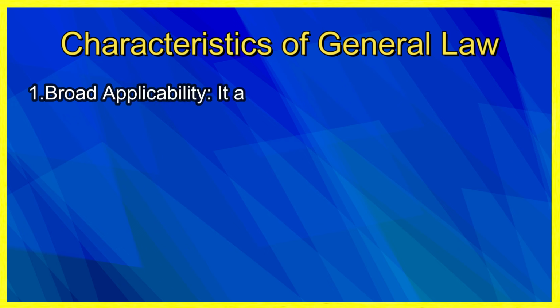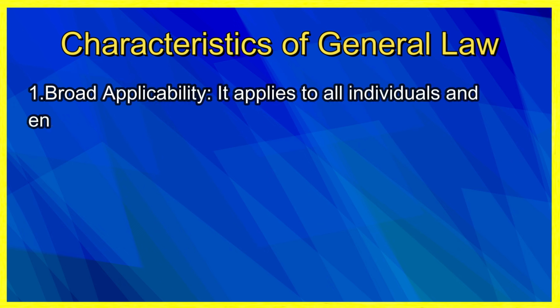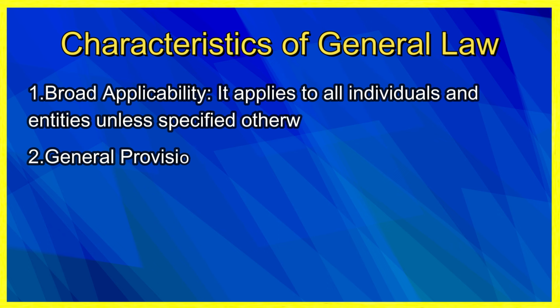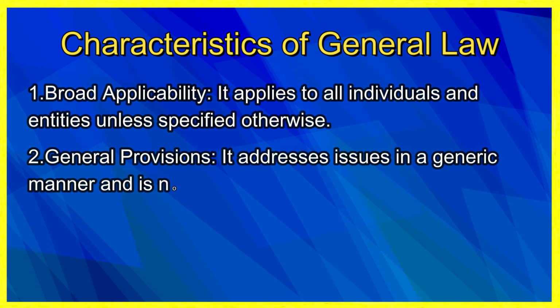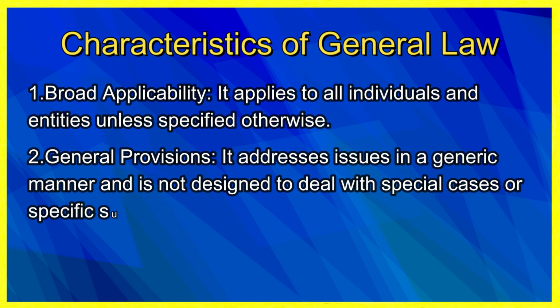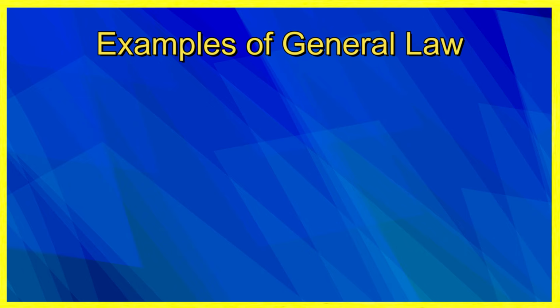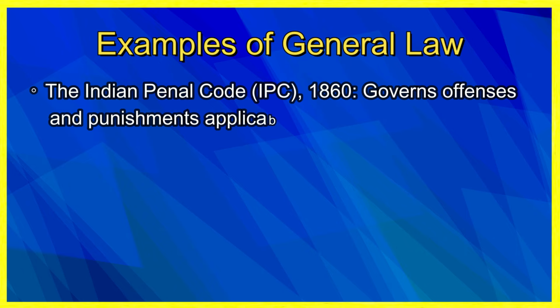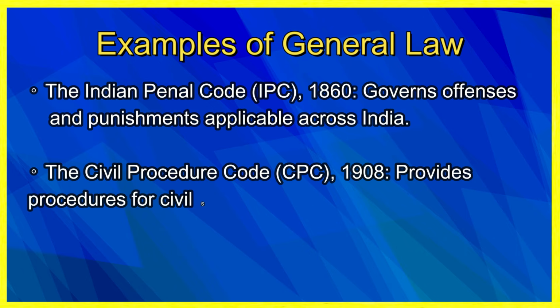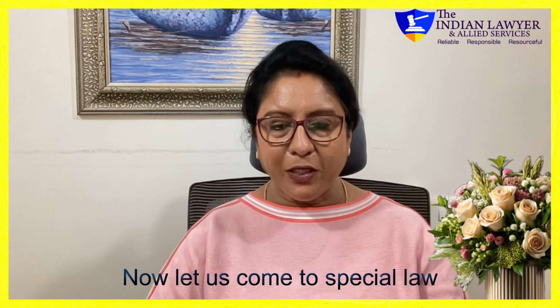Characteristics of general law would be broad applicability and general provisions, that is, it addresses issues in a very generic manner and is not designed to deal with specific cases, and the general law often acts as a foundation for more specialized legal provisions. Some of the examples of general law would be the Indian Penal Code, the Civil Procedure Code, the Indian Contract Act. Now let's come to special law.